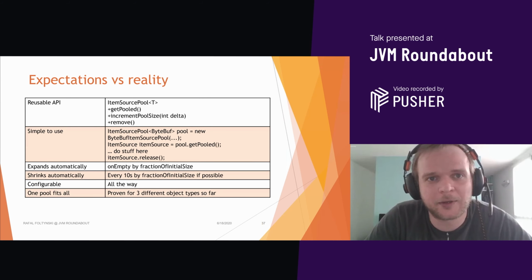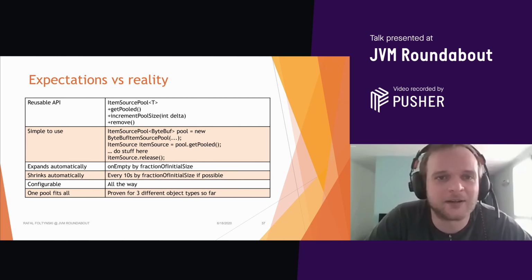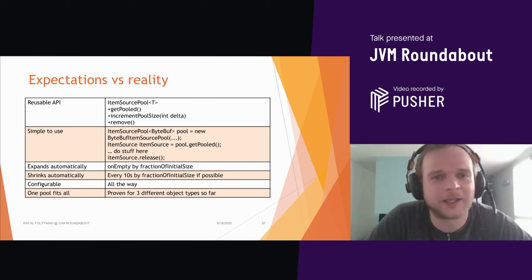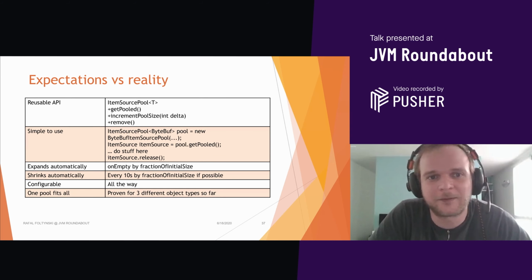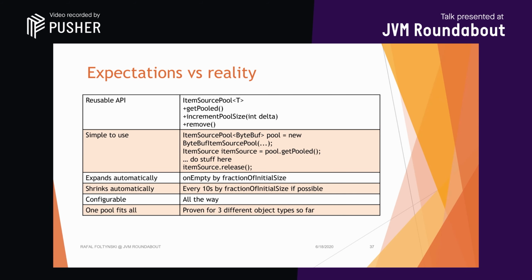So I've designed an API, I call it ItemSource. I don't know why. That sounds like any other class, which will allow me to actually pool any type of object. And in my case, I can just create an ItemSource pool of byte buffers. I can say, give me a pooled item source, and then once I do my stuff, I can invoke the release from the ItemSource object, where via callback the object would add itself back to the pool.